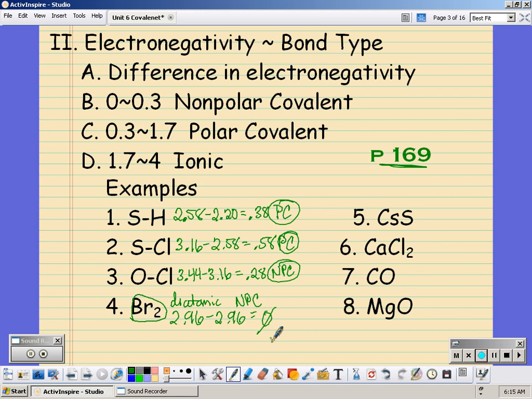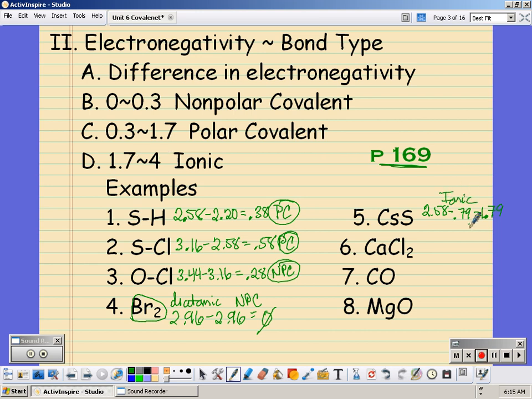In number 5, we have cesium and sulfur. We already know sulfur is 2.58. Cesium is 0.79. So we take the large value minus the small value, and we get 1.79. Well, 1.79 falls between 1.7 and 4, so this is ionic.